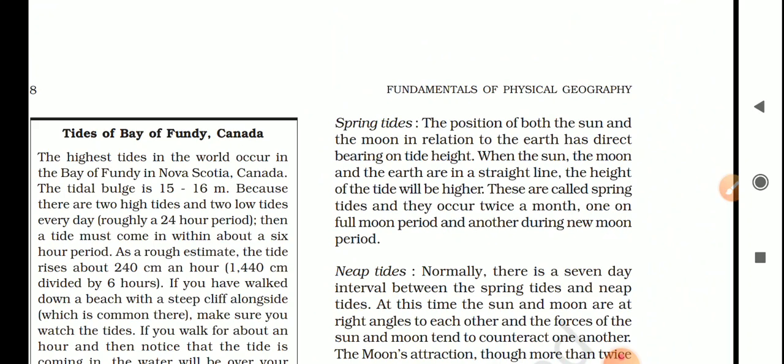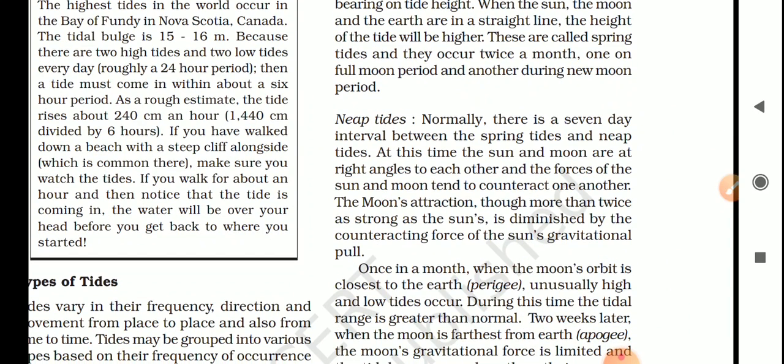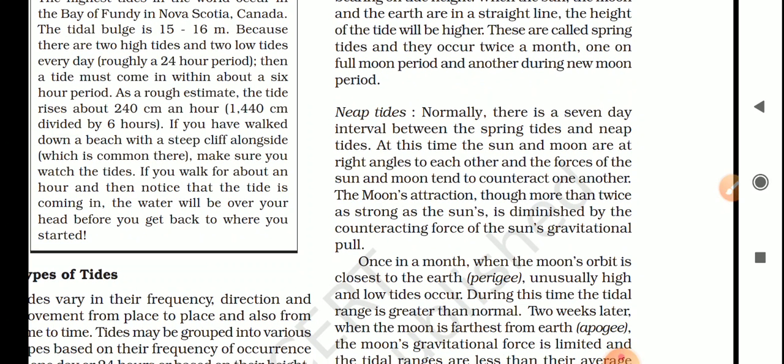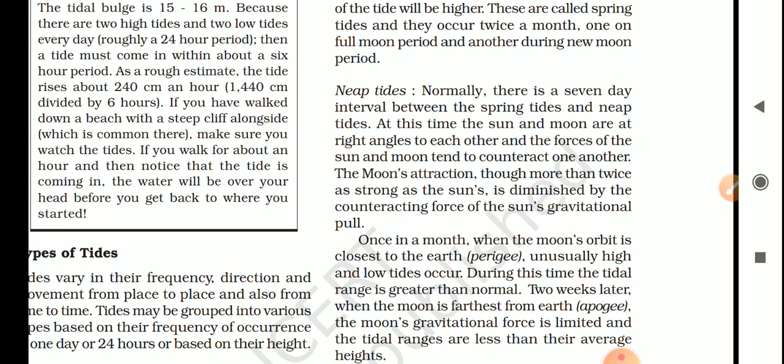Next are neap tides. What are neap tides, students? Neap tides occur about 7 days after a spring tide. They are comparatively smaller and less steep. Here the position is at a right angle: the sun, moon, and earth are at right angles, and this is what a neap tide is.